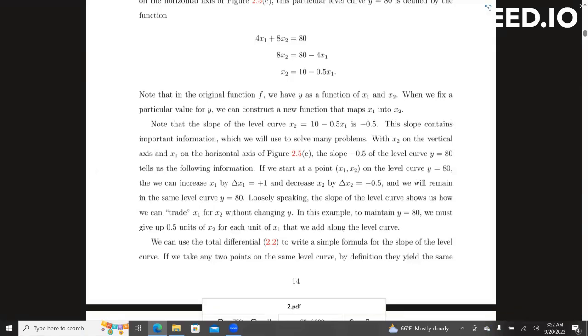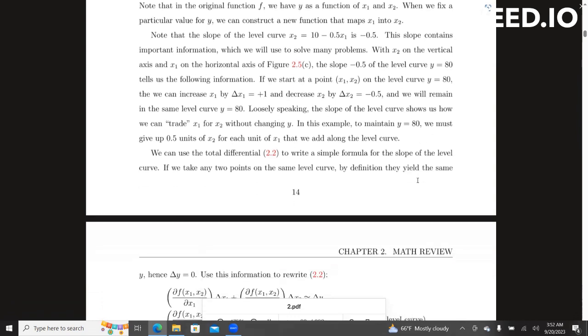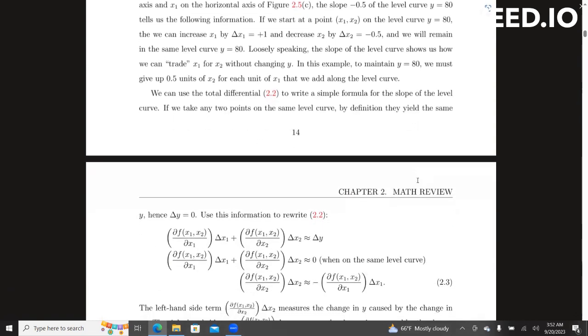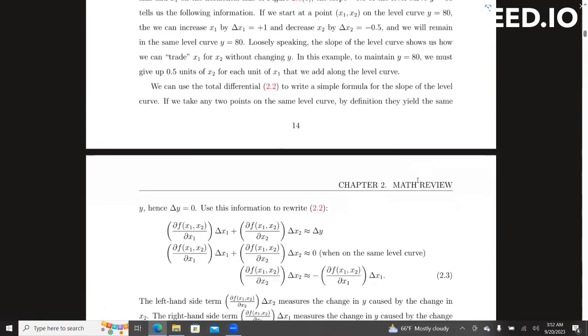Okay, so we left off right here. This is not too important. We just kind of go down here. So we do this quick derivation where it says 2.2 from the total differential.